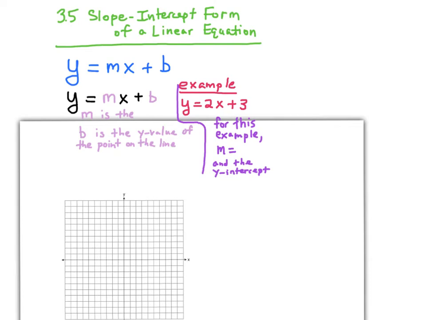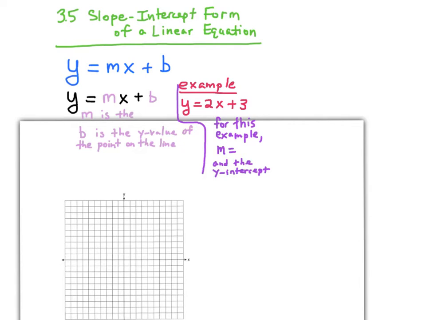Okay, this is a lesson on slope-intercept form, and so we're building off of what we learned in the last lesson, which was point-slope form. So what you'll see here is that slope-intercept form looks as follows. It's actually a little bit simpler than point-slope form.